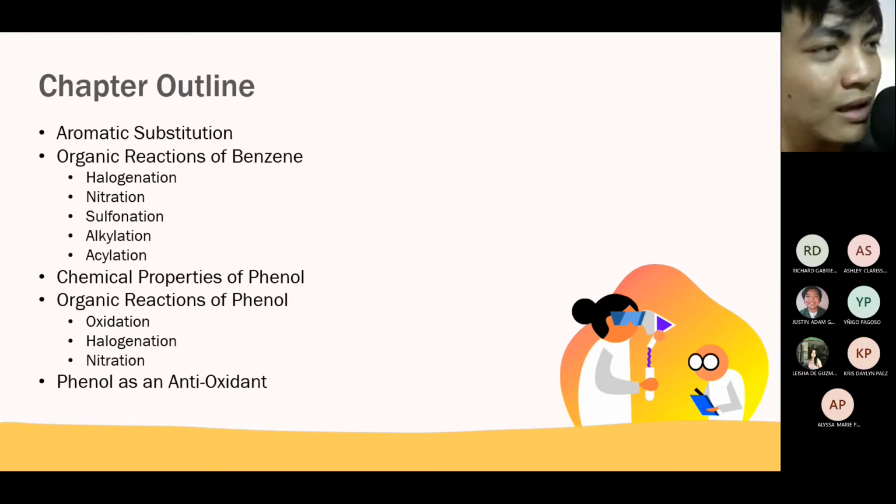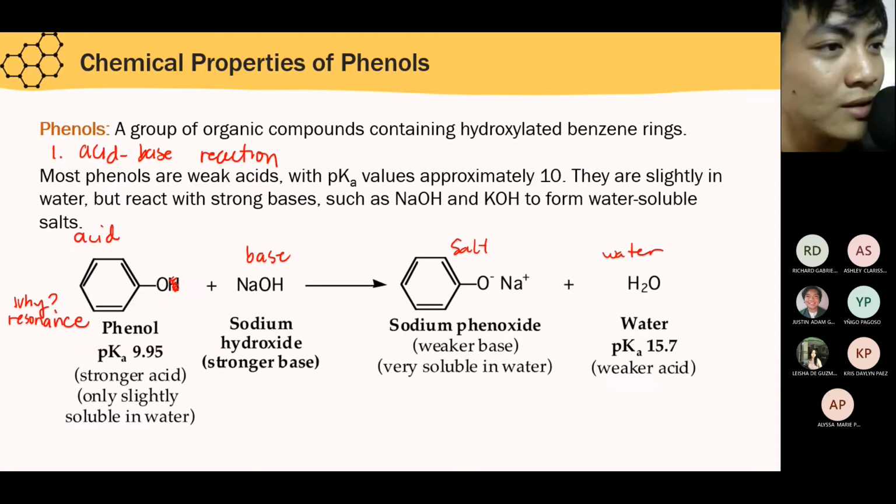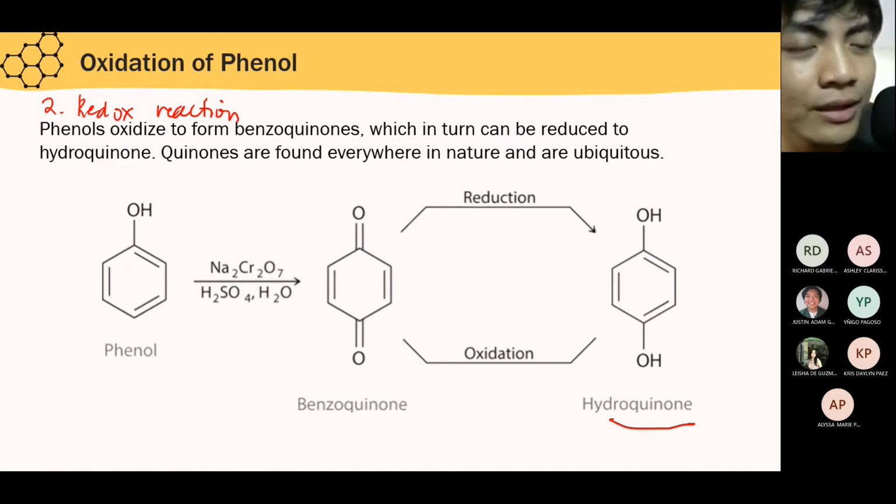Why phenol? Because it is interesting. It has many applications. So phenols can do acid-base reactions. Its acidity can be attributed to the resonance of the benzene ring. It is stable, so it can be acidic. Also, phenol can be further oxidized into benzoquinone, which can be reduced into hydroquinone, which is present in many cosmetic products such as Maxipeel, used to remove pimples or dark spots on the skin.